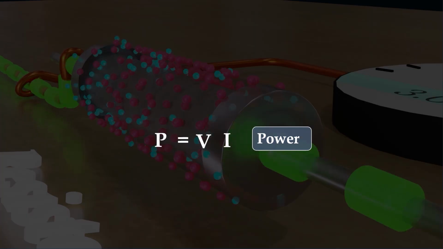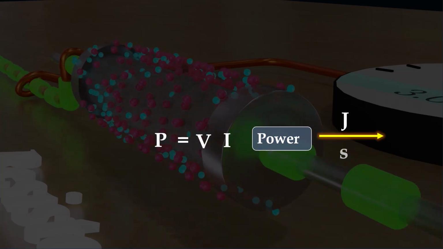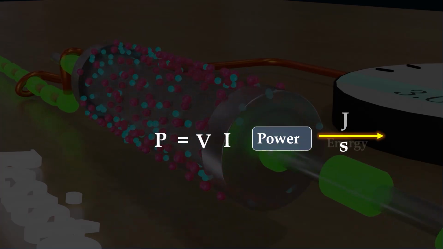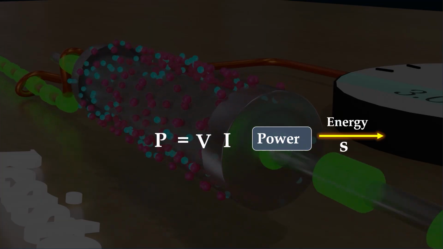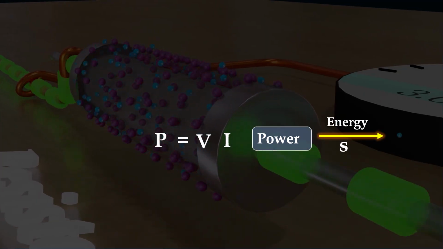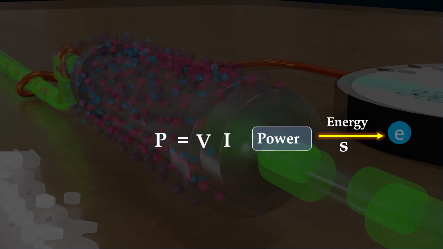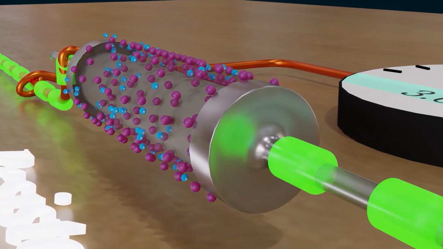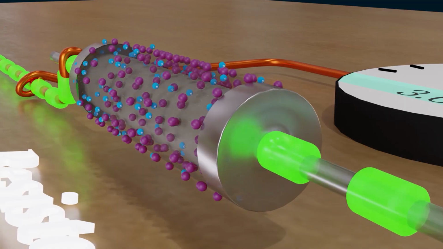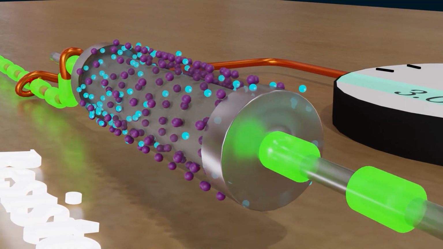We know that the unit of power is joule per second, and joule is the unit of work done or energy. So power represents the rate at which the battery supplies electrical energy to the charges. The same charges continue to flow through the circuit, only their energy is converted into heat. This power is dissipated as heat inside the resistor.